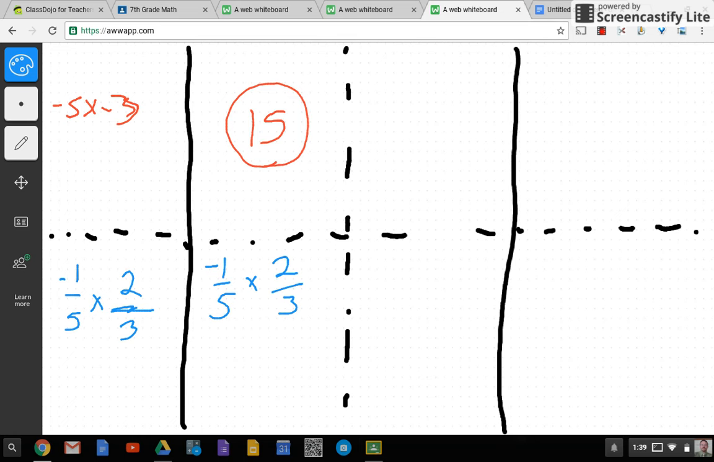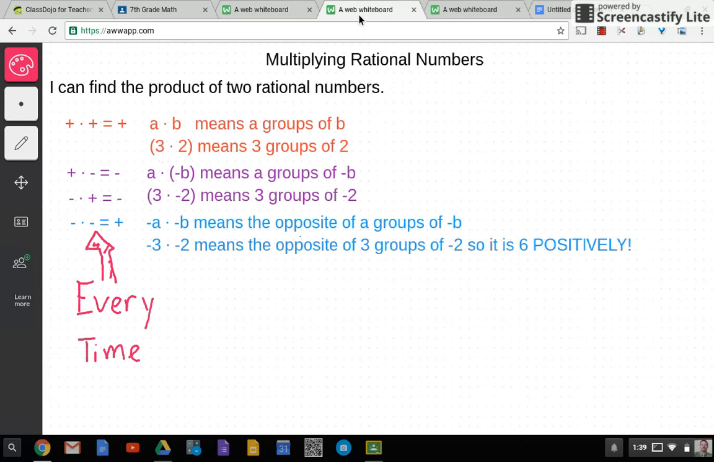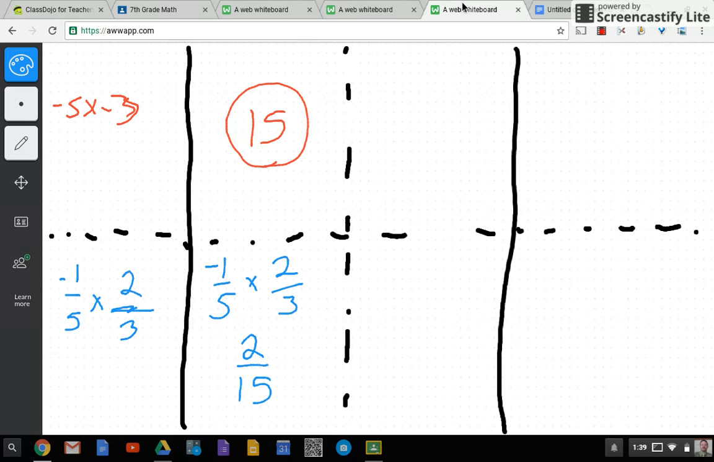1 times 2 is 2. 5 times 3 is 15. Since it is a positive times a negative, I'm going to refer back to my rules. Yep, positive times negative is negative. So that would be a -2/15. It cannot be simplified. There we go. Got my answer.